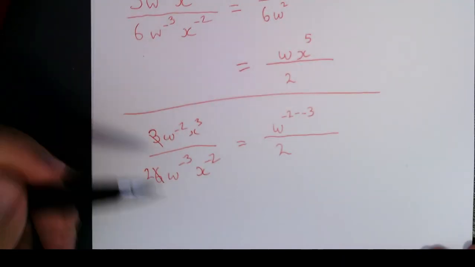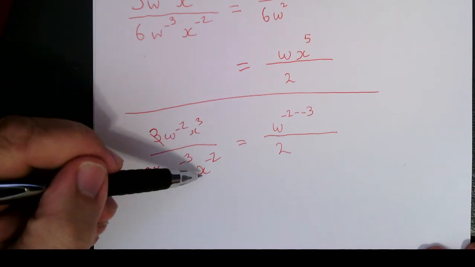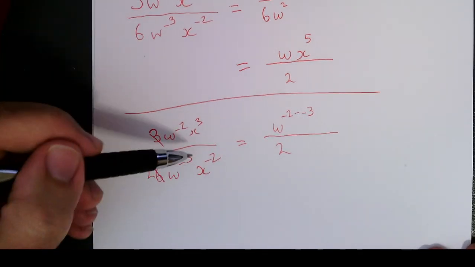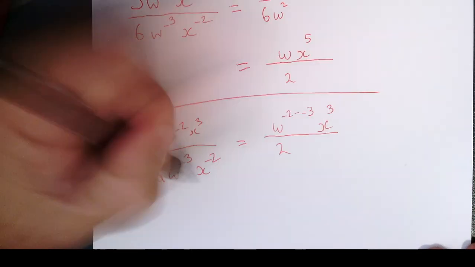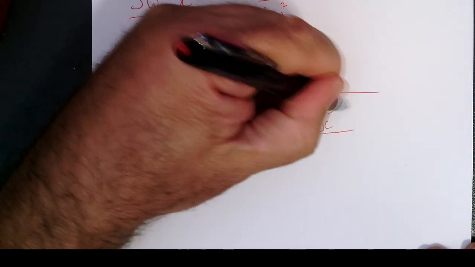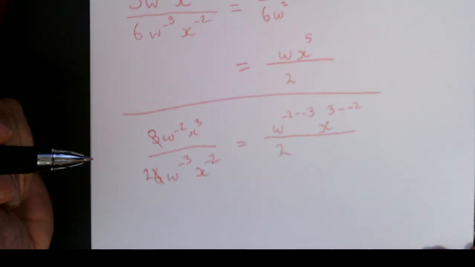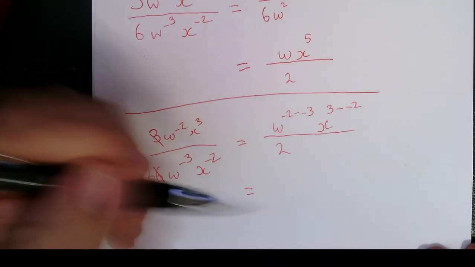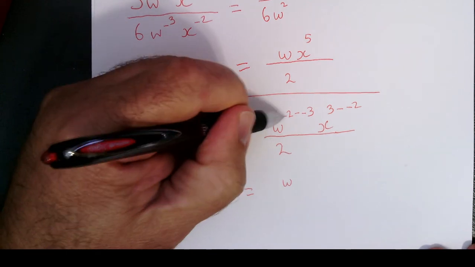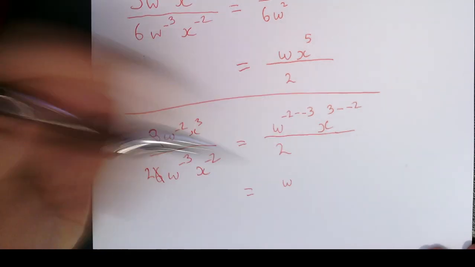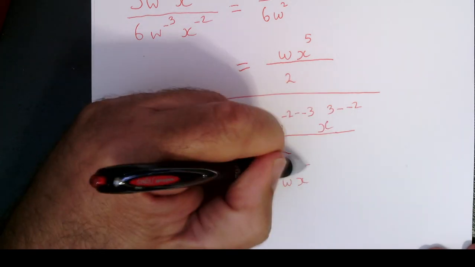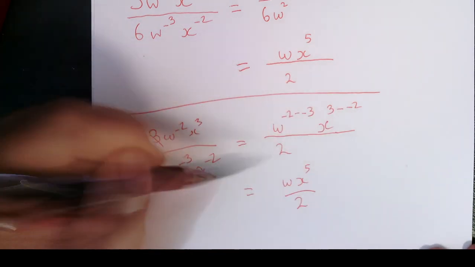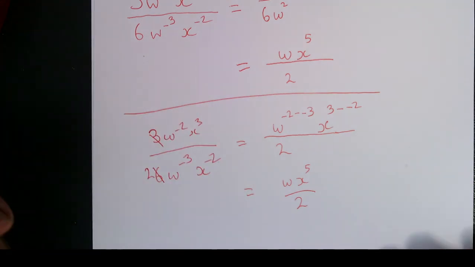And over here, I've got x to the power of 3 divided by x to the power of negative 2. Well, the rule says when I'm dividing, I subtract the powers or minus the powers. So x to the power of 3 divided by x to the negative 2, I subtract that power, minus negative 2. Well, what's that going to be? That's going to be w, negative 2 minus negative 3 is w to the power of 1. X, 3 minus negative 2 is x to the power of 5. Still over 2. So there's two different ways of looking at the same question.